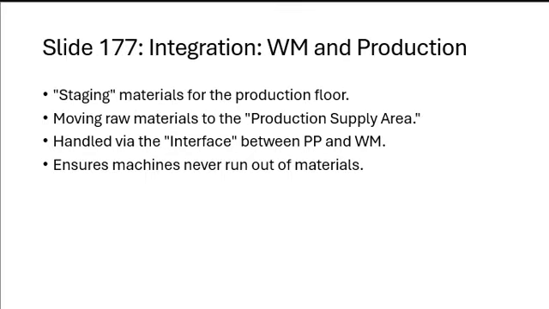Integration between warehouse management and production. So the warehouse stages material for production flow requirements. Raw material moves to the production supply area efficiently. The interface will connect production planning and warehouse management. It ensures machines never run out of required material. Integration supports continuous production without interruption and provides visibility of material flow into the production line.